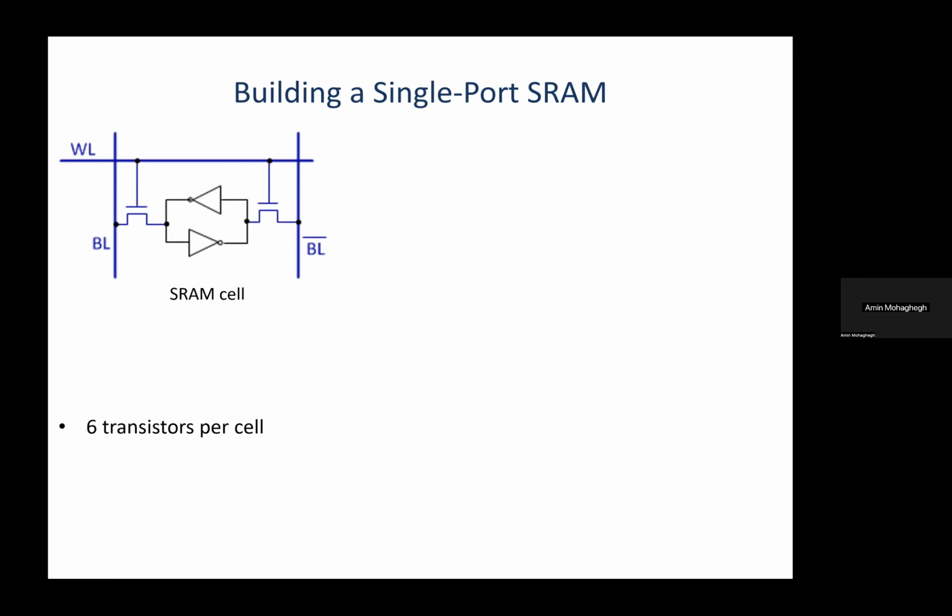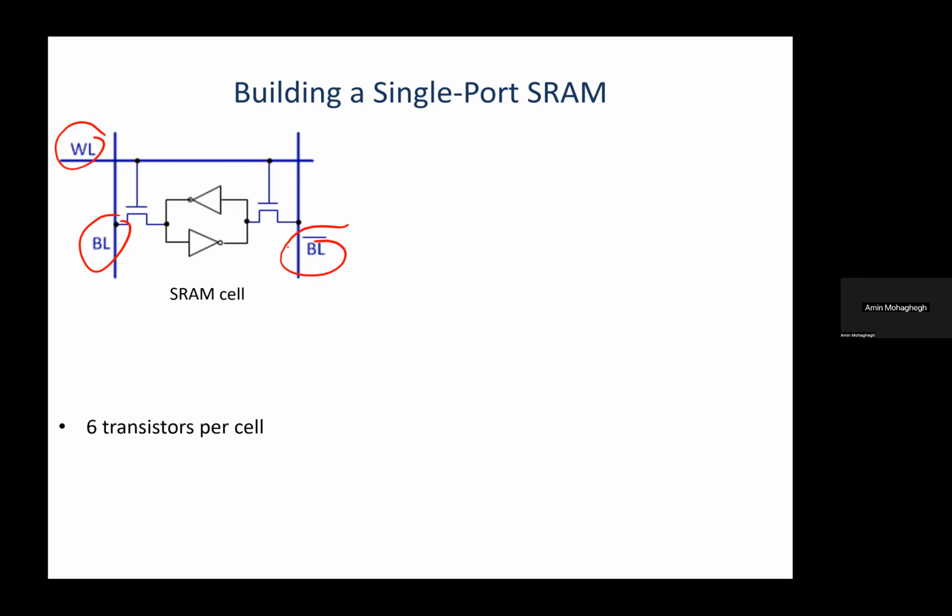If you build a single port SRAM, this is the standard way you build it. You use 6 transistors. You have back-to-back inverters that are your storage cell, and 2 access transistors. When you activate the word line, so it goes to a logic high, these access transistors turn on, and they connect you to a bit line and its complement.